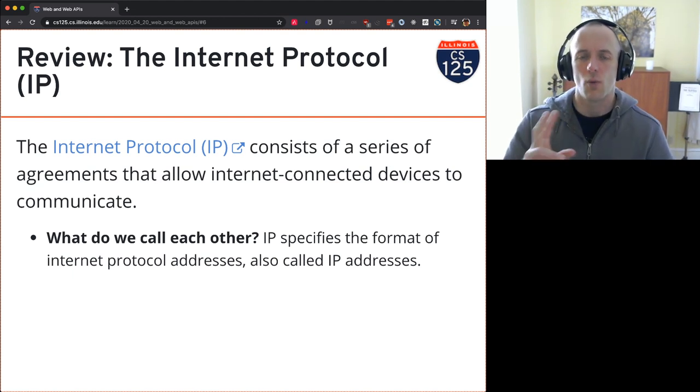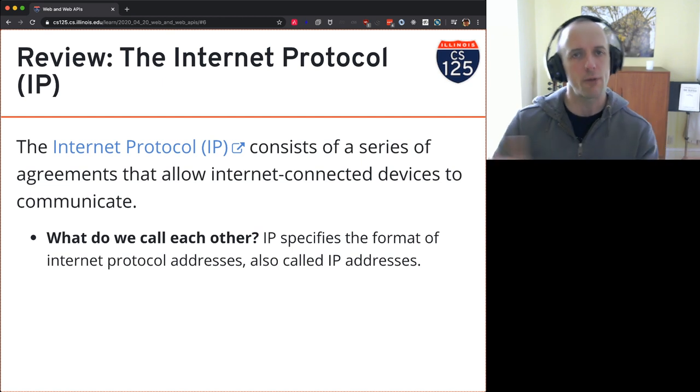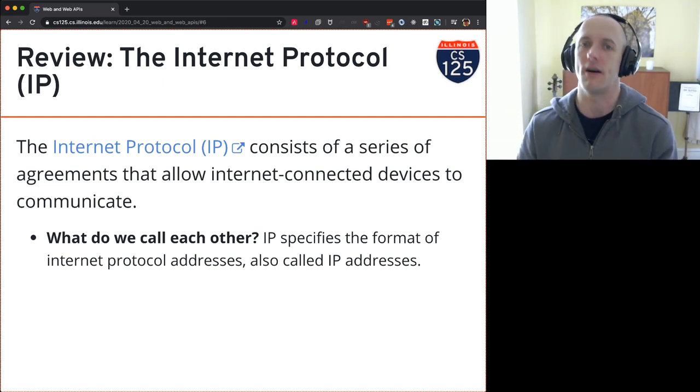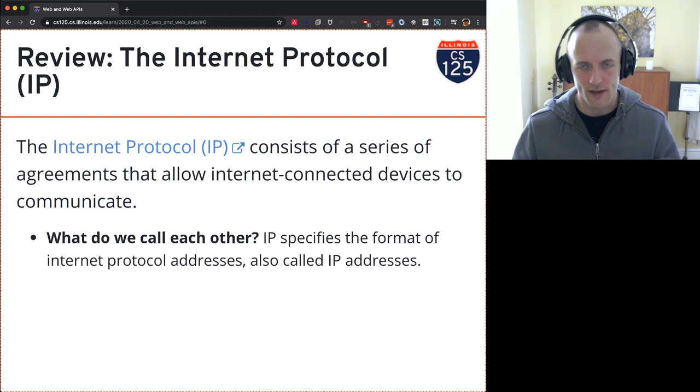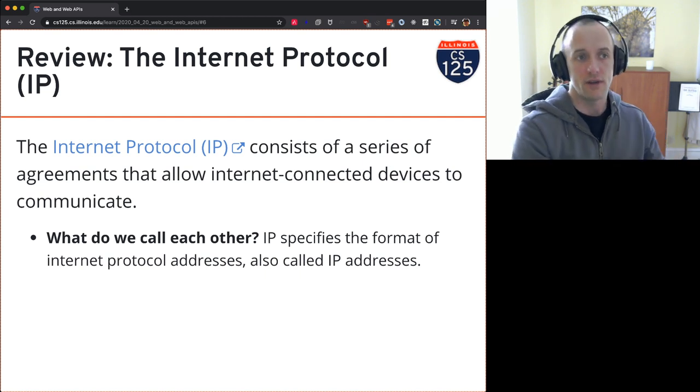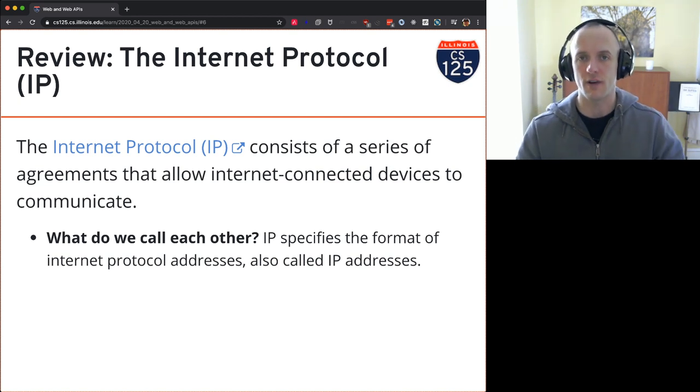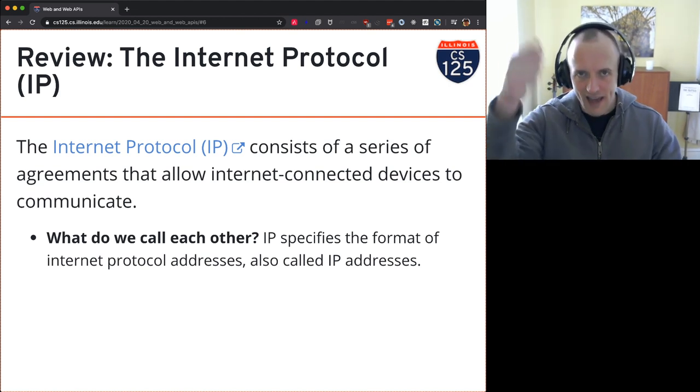The first question is, what do we call each other? And again, I'm going to go back and use this analogy of the post office. The post office is sort of like the internet in the sense that it moves information around between different parties, right? Well, one of the things that the post office has to be able to do is have an agreement about how you address something. What is an address, right?